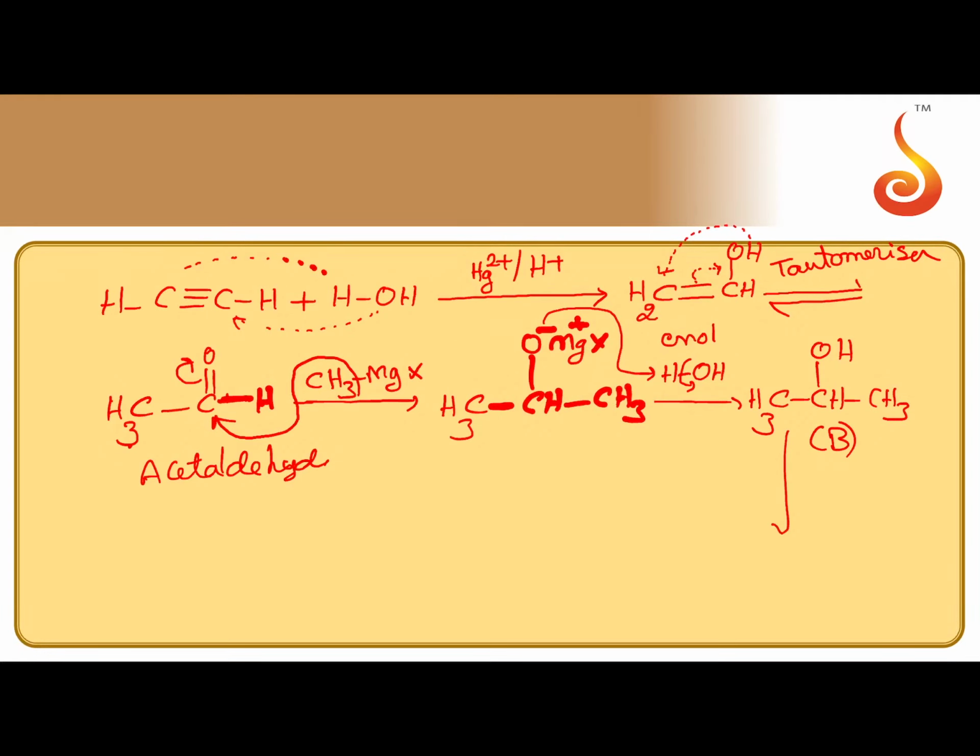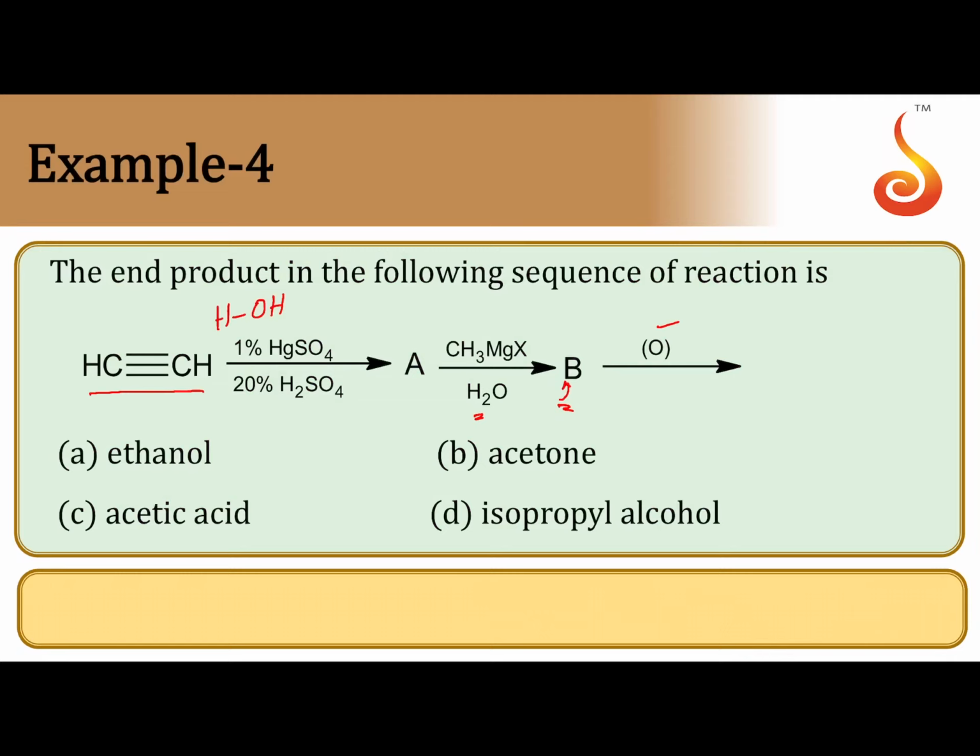After the formation of isopropyl alcohol, it is subjected to oxidation. Two hydrogens, one from O, other one from CH carbon, are removed in the form of H2O during the oxidation. CH3 C double bond O CH3. Acetone is the final product. So this here is acetone. Correct answer is acetone, B option.